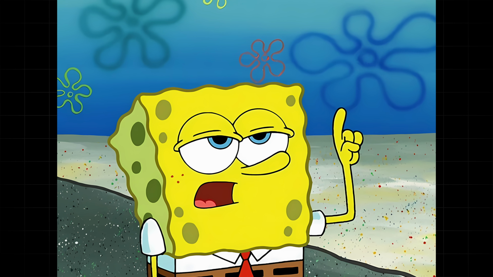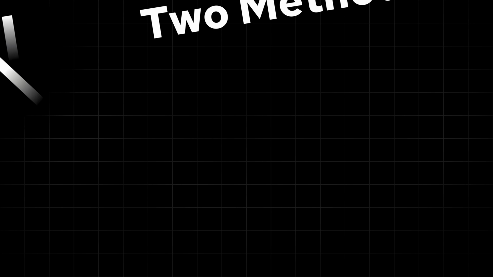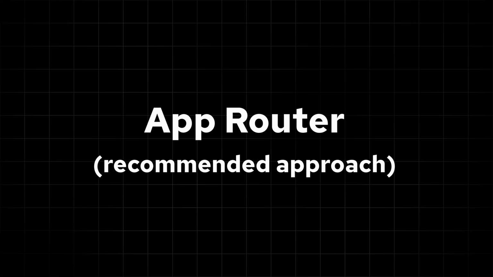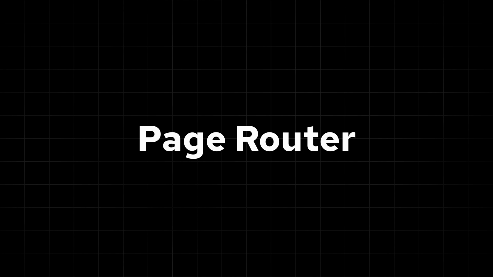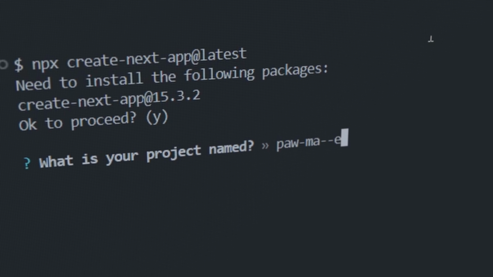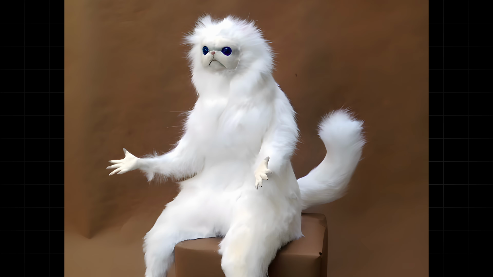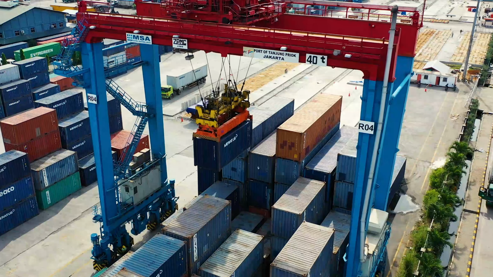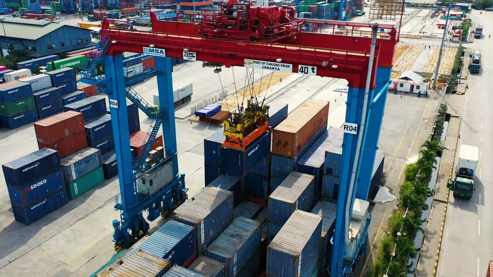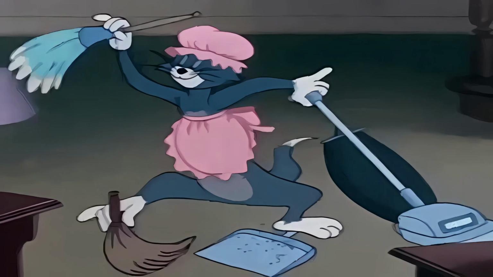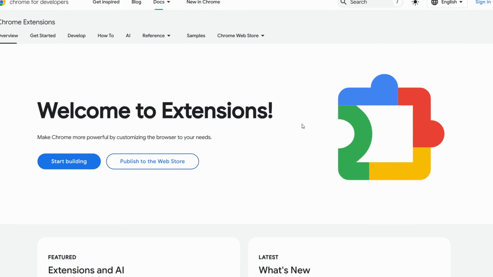Now you should know that a Next.js project can be created using two methods. First is the app router, which is the recommended and default approach according to Next.js, and the second is the page router. So I created an extension folder and created a Next.js project using the page router. Why? Because I already tried the app router and it doesn't work. Next, I ported my website code to the extension and it works like a charm.